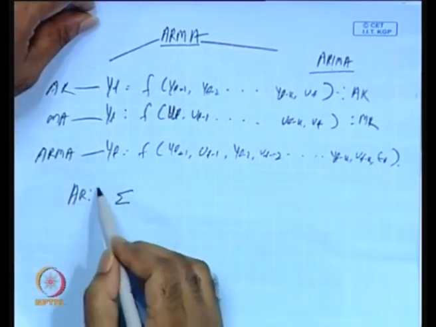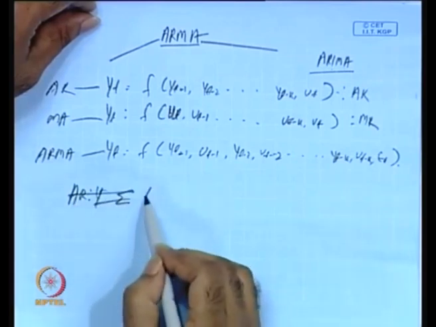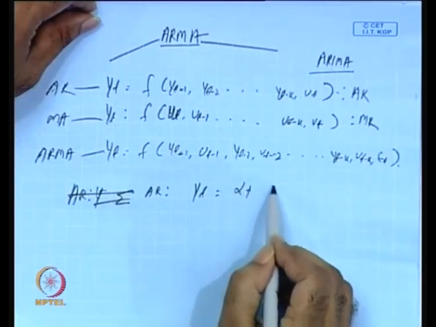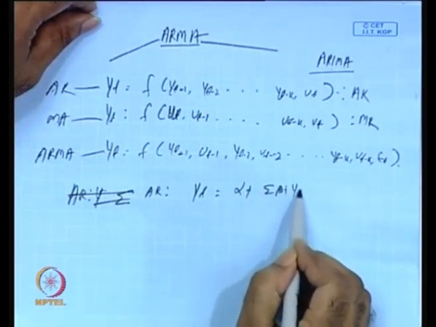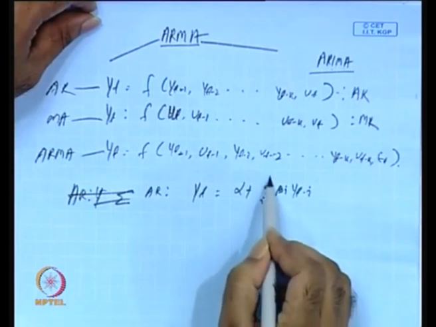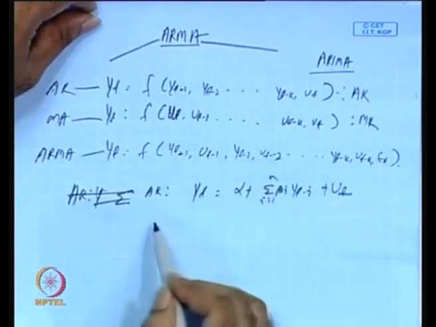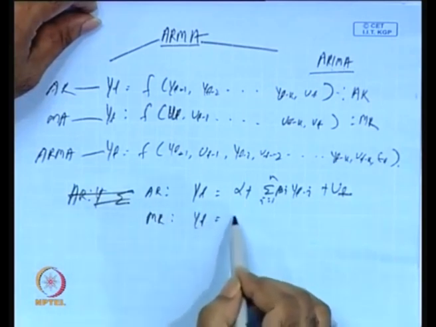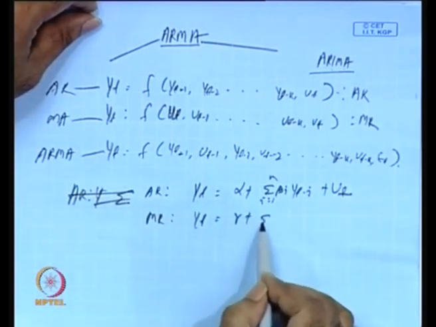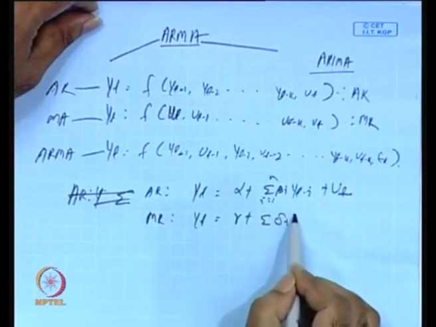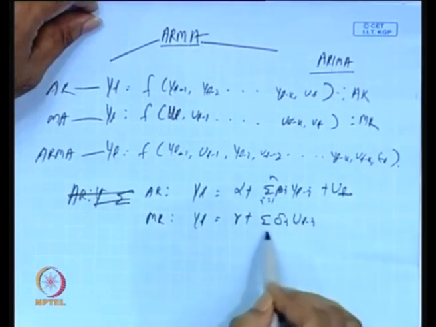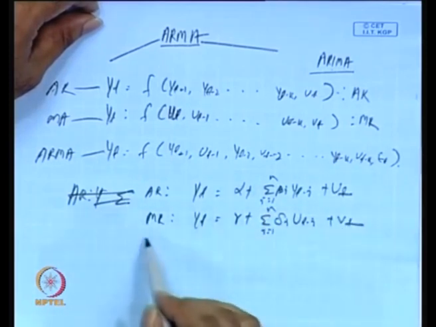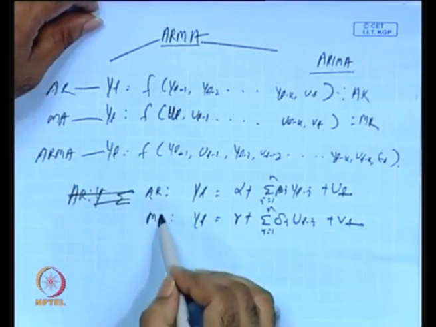I will write yt is equal to alpha plus summation beta i yt minus i, i equal to 1 to n, plus ut. So, this is the autoregressive scheme, and the moving average scheme is nothing but yt equal to gamma plus summation delta i ut minus i, i equal to 1 to n, plus vt. So, this is autoregressive and this is moving average.